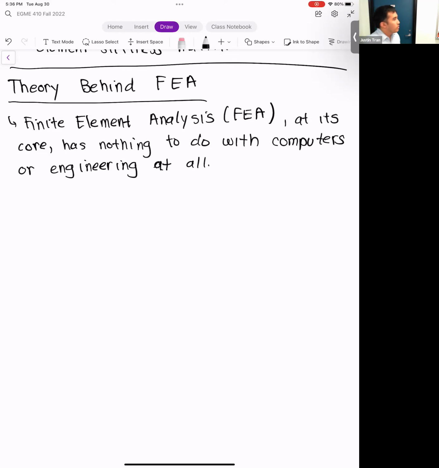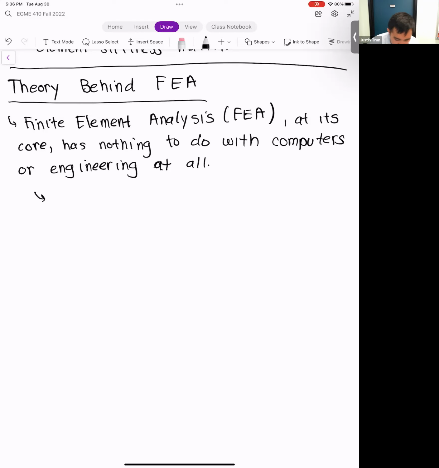And in fact, when finite elements was first proposed or first discovered as a theory, it wasn't very popular at all. It took a very long time for finite elements to actually become practical and for people to actually start using it. Okay, and you'll find out why in just a second.